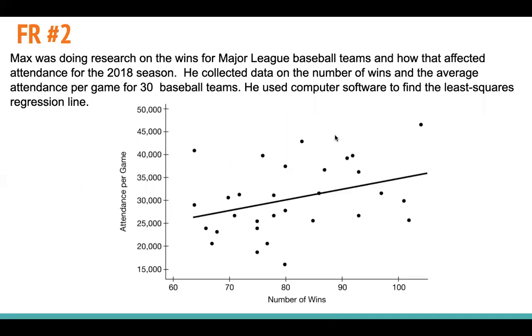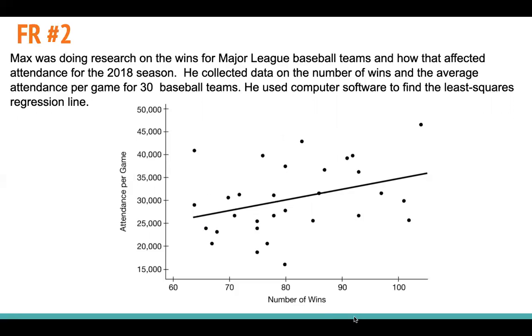And I'd be closer. All right, now free response number 2 is about linear regression. Max is doing research on the wins for Major League Baseball teams and how that affected attendance for the 2018 season. He collected data on the number of wins and the average attendance per game for 30 baseball teams, and then he used computer software to find the least squares regression line.